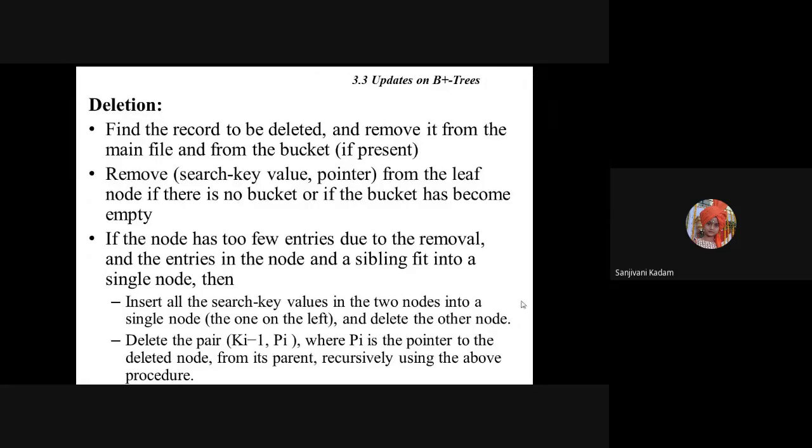If the node has too few entries due to removal, and the entries in the node and a sibling fit into a single node, then here, sibling means that these are the children of the same parent node. Just like here, I have the first and second nodes. These are the children of the parent node, so these two are acting as siblings. These two will be siblings, and these two will be siblings. This is how it is followed.